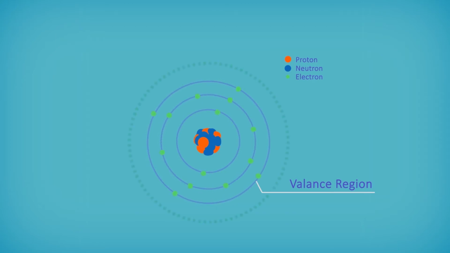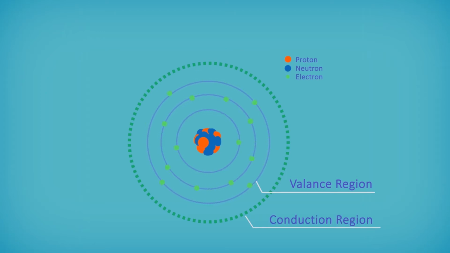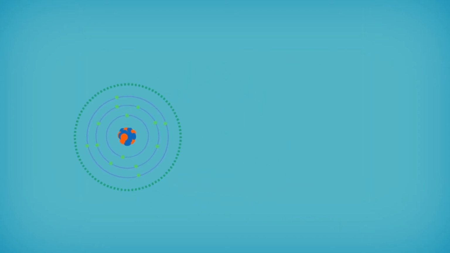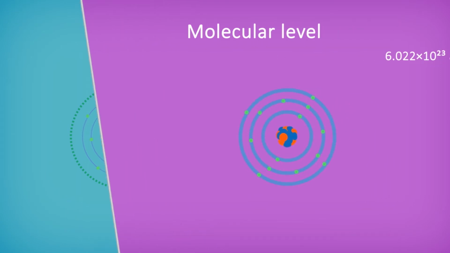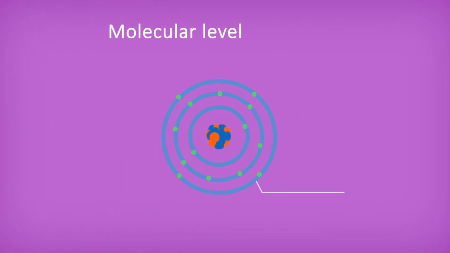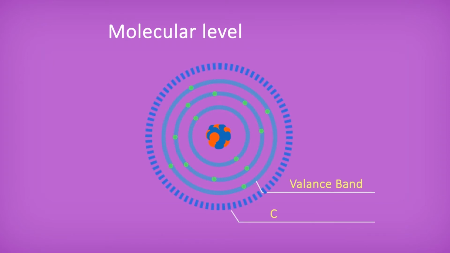The next level is known as the conduction region. If conduction needs to occur, electrons should be available in the conduction region. This is the case of a single atom. When 6.022 × 10^23 atoms are piled, we get a molecule. At the molecular level, the energy levels of different atoms interact with each other and form energy bands. Thus, the valence region becomes the valence band and the conduction region becomes the conduction band.